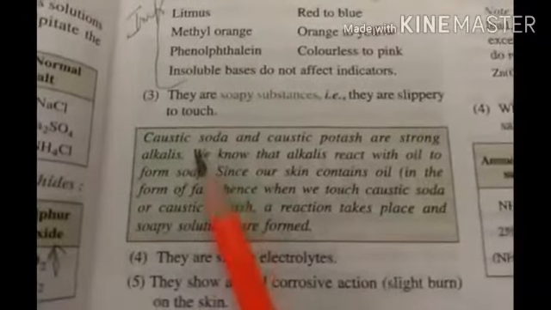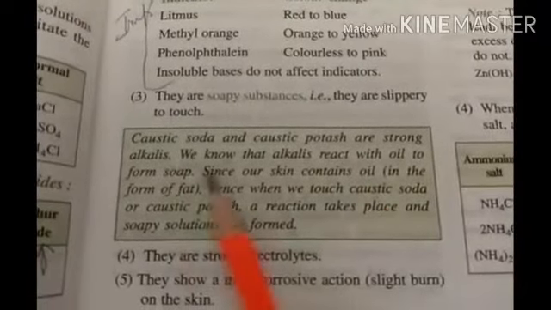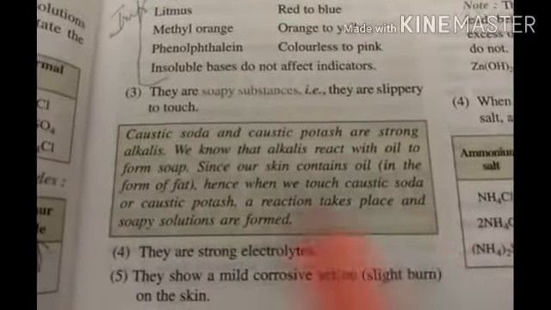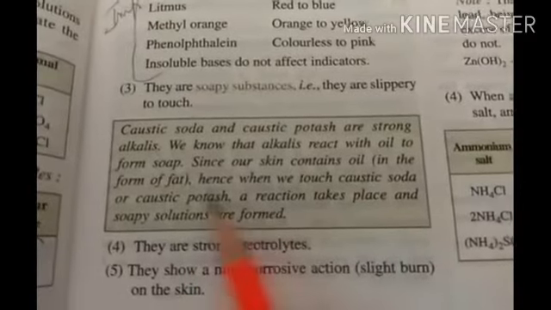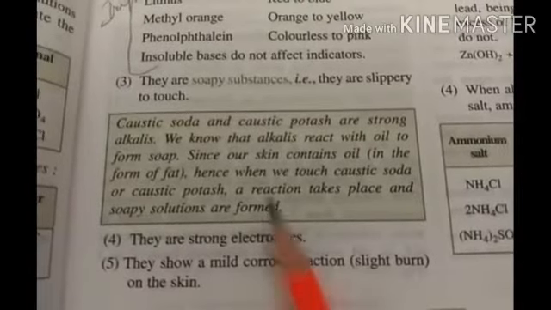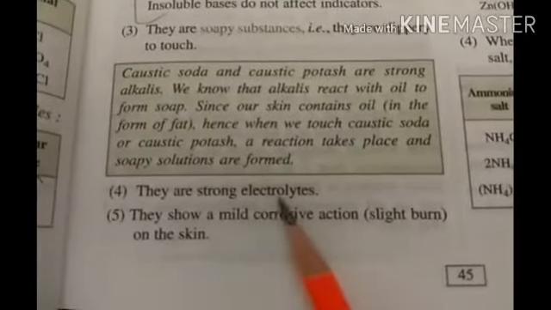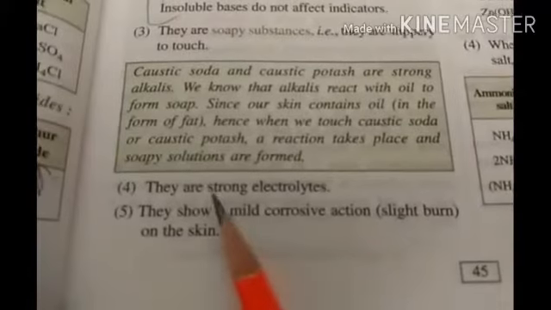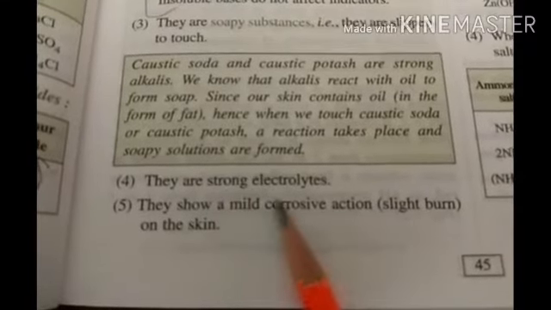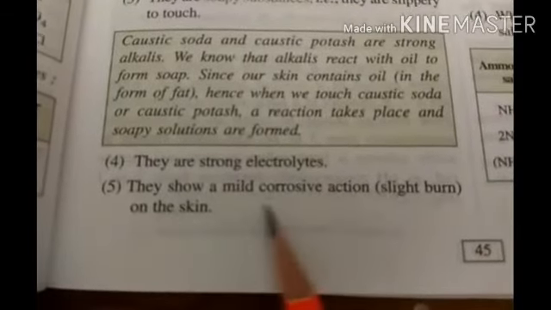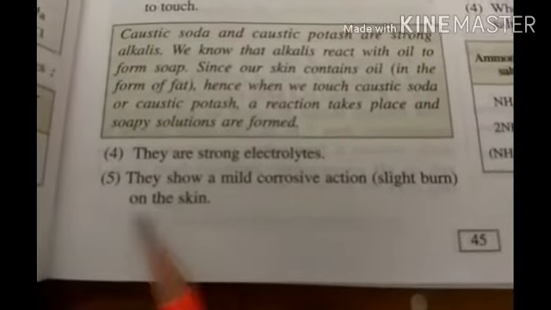Let us see what is written over there. Caustic soda and caustic potash are strong alkalis. We know that alkalis react with oil to form soap. Since our skin contains oil in the form of fat, when we touch caustic soda or caustic potash, a reaction takes place and soapy solutions are formed. That's why they are soapy to touch. And we know they are strong electrolytes. If they are strong bases, then they will be strong electrolytes, like NaOH, KOH. Then they show a mild corrosive action, that is, a slight burn on the skin.